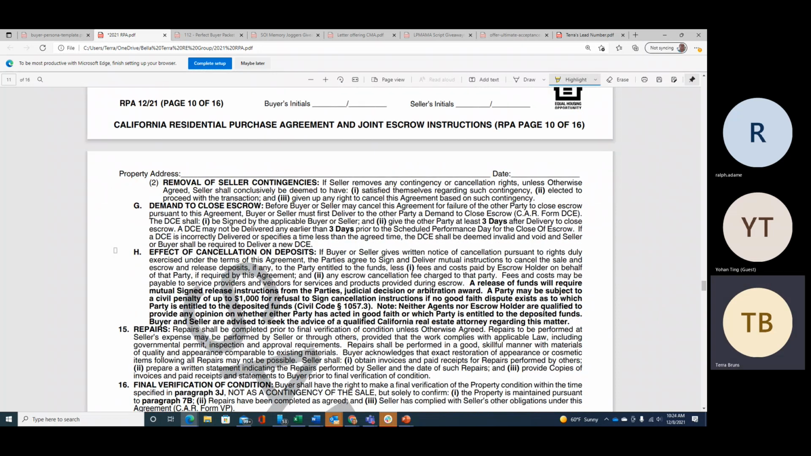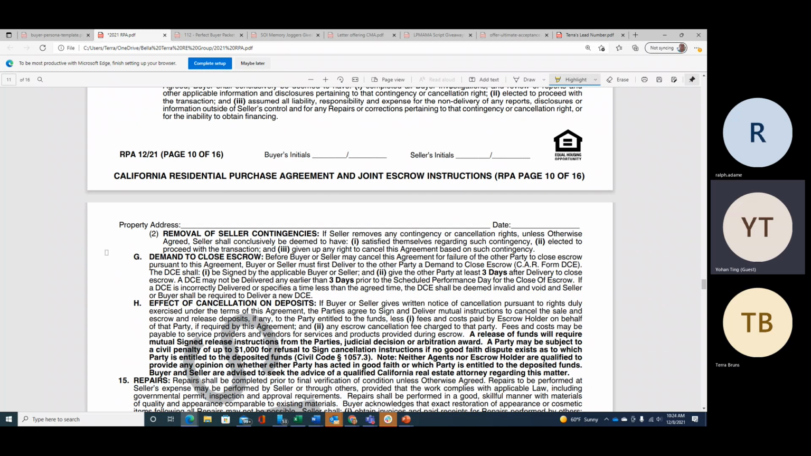Okay, demand to close escrow. Before buyer or seller may cancel this agreement. Sorry? Yeah, so I have a question. If the seller's contingency is for them to find a replacement property, is there a time frame for this?